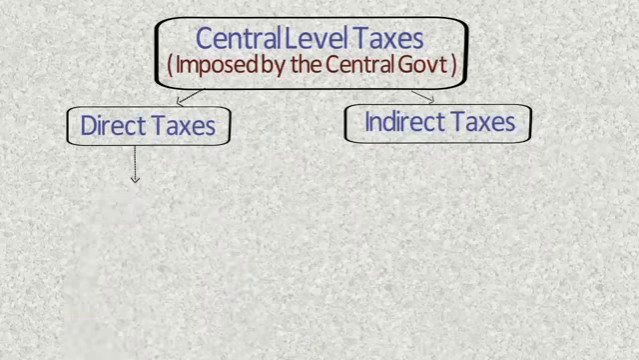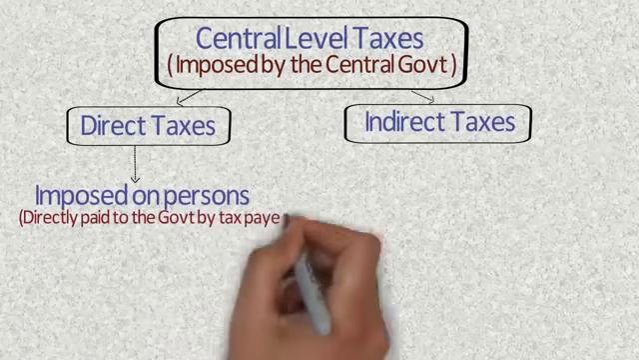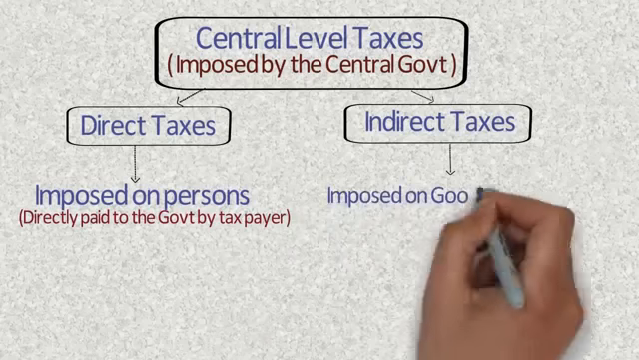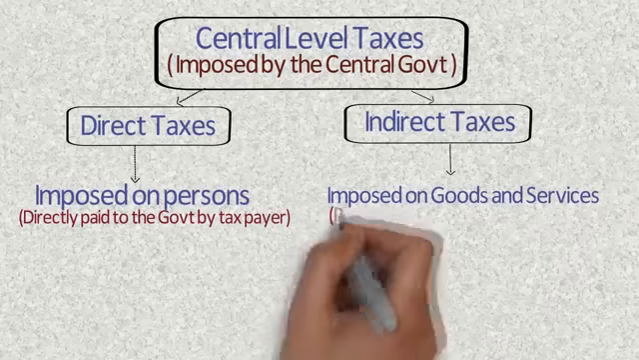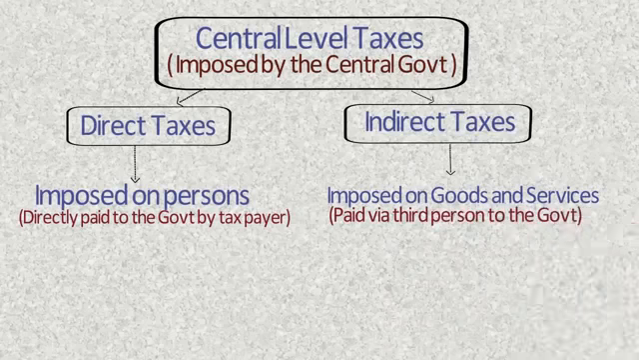Direct taxes are imposed on persons and these taxes are directly paid to the government by the taxpayer himself. For example, income tax. Income tax is paid directly to the government by the taxpayer. Indirect taxes, on the other hand, are imposed on goods and services and are paid indirectly to the government by a third person. For example, service tax.